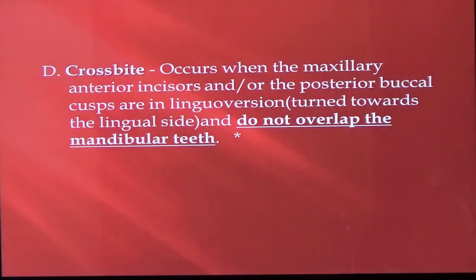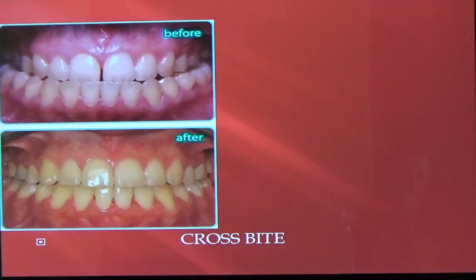Crossbite could be on one side, could be on both sides, could be just on the front side, and they kind of crisscross at the premolars. It could just be one tooth. It occurs when the maxillary anterior incisors or the posterior buccal cusps are in lingual version, turned towards the lingual side, and do not overlap the mandibular teeth. So this would be a crossbite.